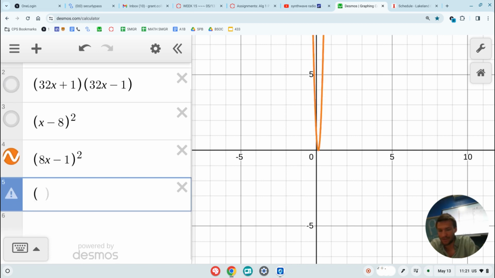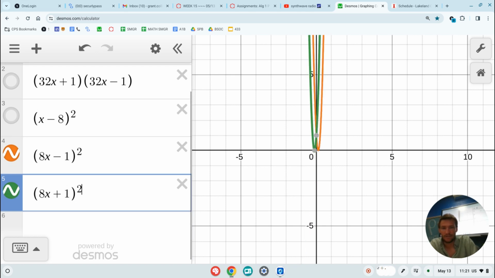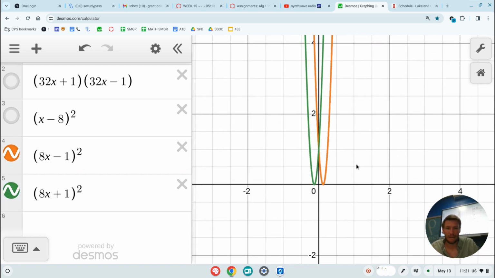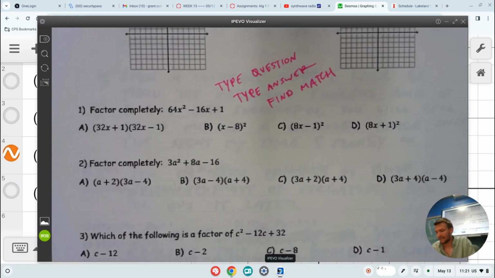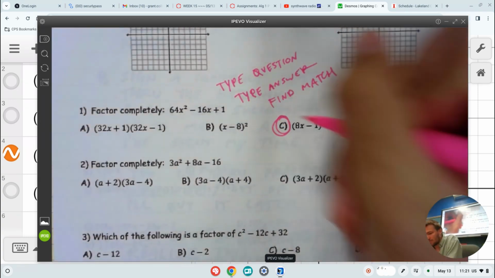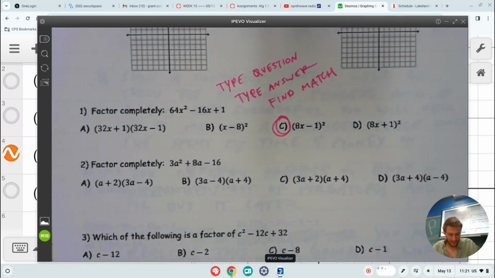And just to prove it to you, letter D, 8x plus 1, shift 6, 2. Green, it's not a match. So I think that C is our perfect match. That's going to be our answer. We're going to circle it. We're done. We're moving on. On the SOL test, you get to a question, and all you need to do: type the question, type the answer, pick the match.